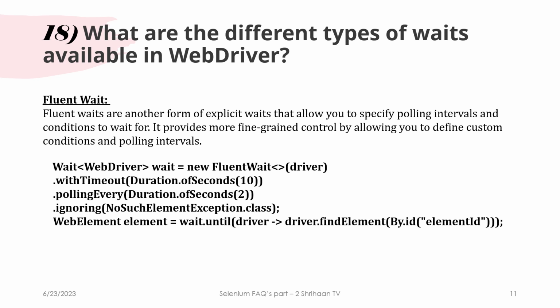So here is a continuation of the previous slide. Fluent wait is one of the waits. Fluent waits are another form of explicit wait. This also comes under explicit wait, which allows you to specify polling intervals and conditions to wait for. It provides more fine-grained control by allowing you to define custom conditions and polling intervals.